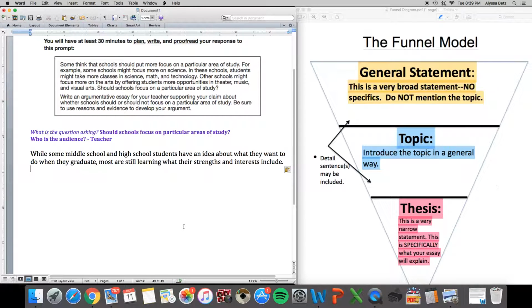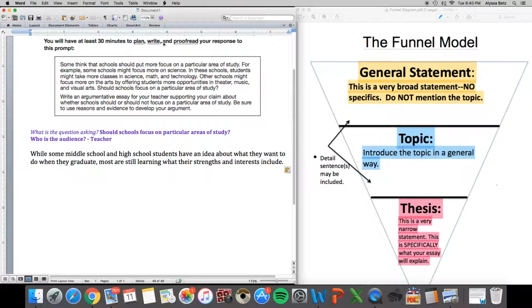while some middle school and high school students have an idea about what they want to do when they graduate, most are still learning what their strengths and interests include. This is a general statement. I'm talking about middle school students and their future and how they don't really know what they want to do yet. They're still thinking about what their interests are, what their strengths are.